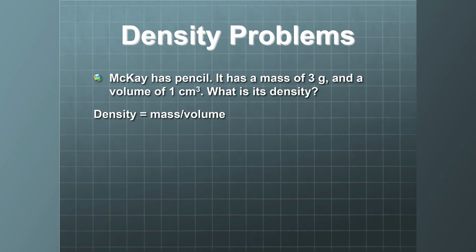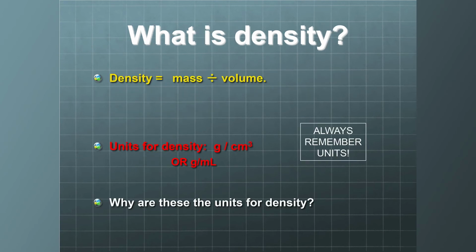So we know that density equals mass divided by volume. We know that his mass is 3 grams and the volume is 1 cubic centimeter. So I do 3 grams over 1 cubic centimeter. Then I simplify that so that the density of his pencil is 3 grams per cubic centimeter. You should be able to calculate density given numbers.